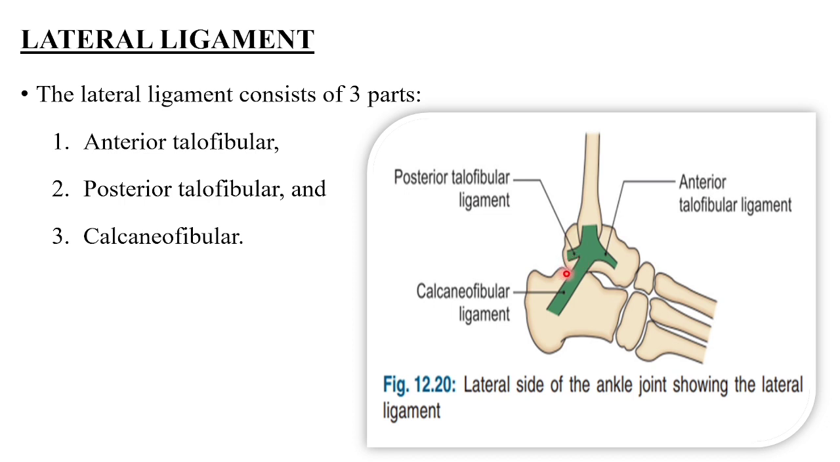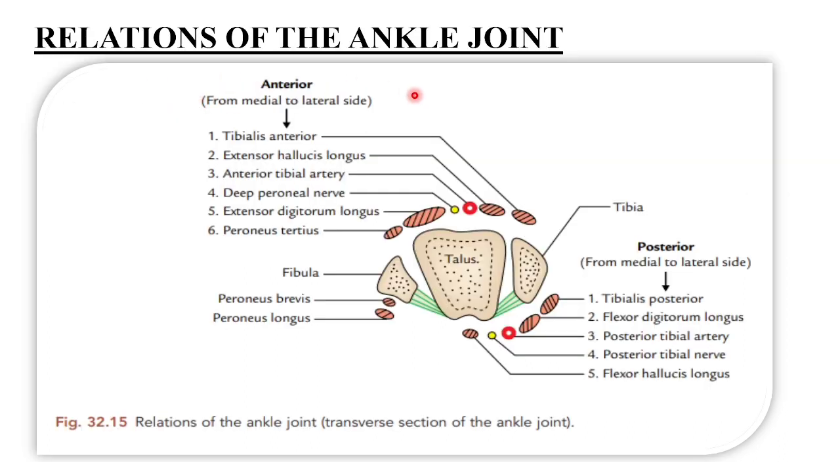So the next ligament, that is your third ligament, is known as your calcaneofibular ligament. This is a long rounded cord-like structure which runs downward and backward, inferiorly and posteriorly, from the notch on the lower border of the lateral malleolus to the tubercle on the lateral surface of the calcaneum, the calcaneal tubercle. So these are the three different ligaments and their attachments of the lateral collateral ligament. Coming to the relations of the ankle joint, anteriorly from medial to lateral side, the ankle joint is related to the following structures.